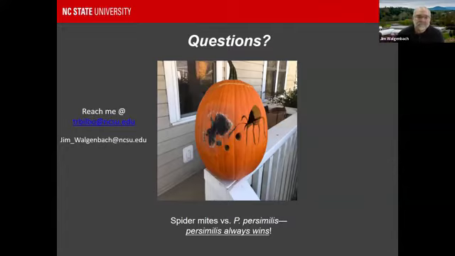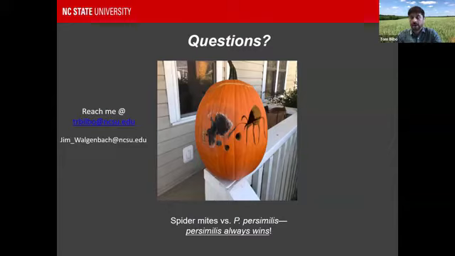Yeah, just to briefly add, those slides that I showed had miticides in there, but there's a bunch of other things being sprayed for stink bugs and caterpillars. So the Persimilis, yeah, they succeeded despite a lot being thrown at them.